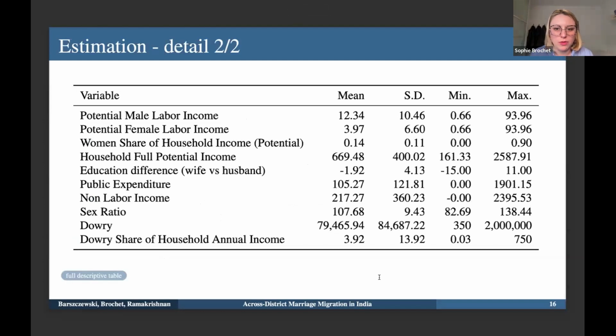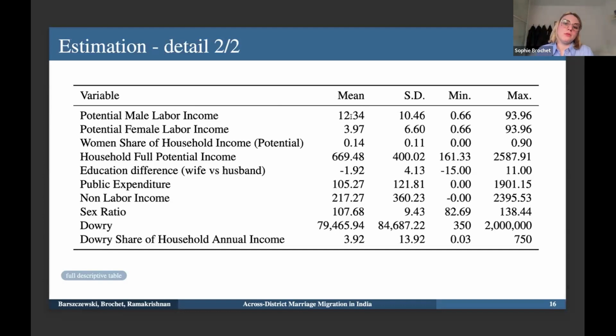Now, just to give you an idea of some of our variables. Here you have the hourly wage of men, potential hourly wage because some men actually do not work. In that case, we use the Heckman equation to predict it. And here, this is for women. As you can see, on average, men tend to earn more than 3 times what women earn. Then we also have the women's share of household potential income, which is about 14% on average. So this is even less than 1/3, which you could assume from that.